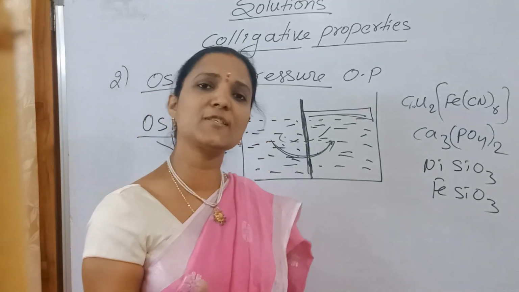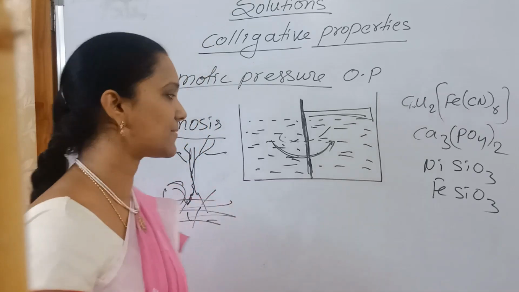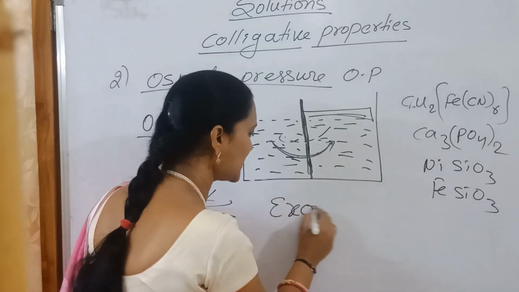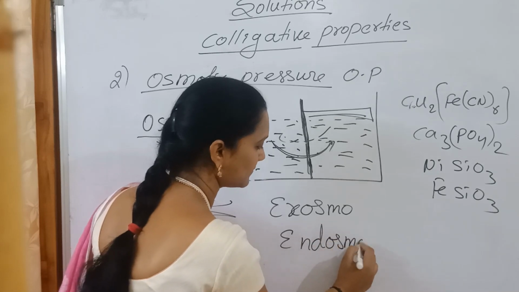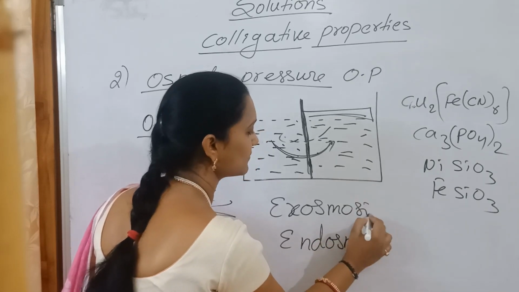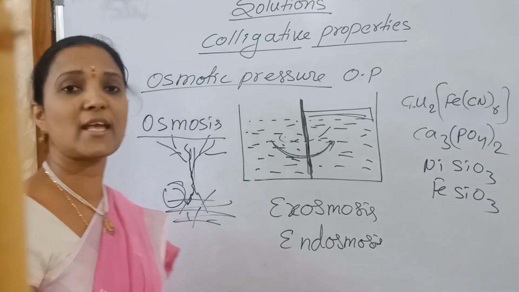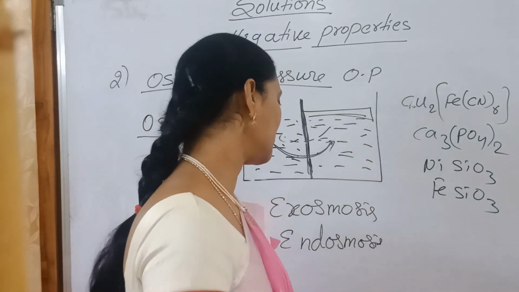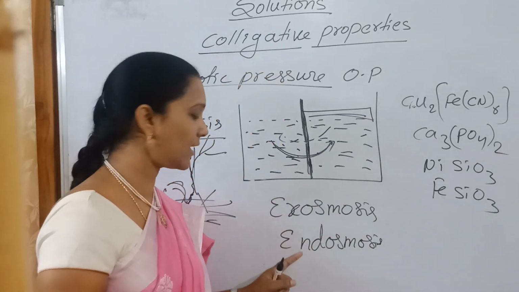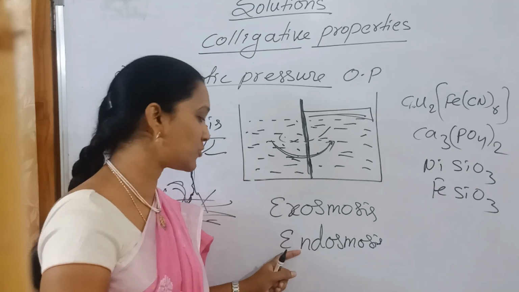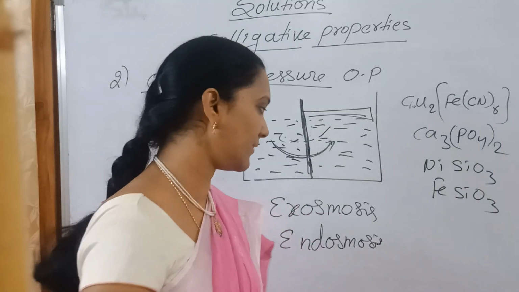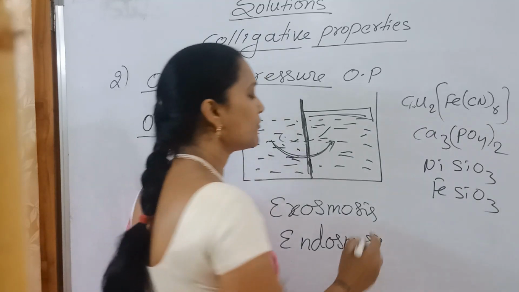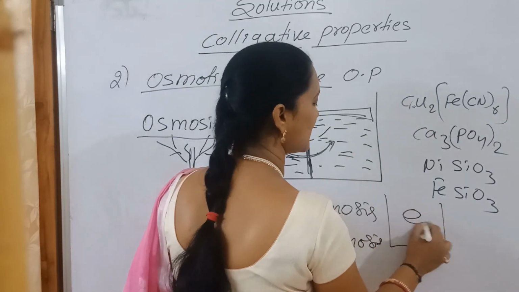Now, osmosis has two types: exosmosis and endosmosis. Exo means releasing, endo means taking in or absorbing. So exosmosis means outward flow of solvent. For example, mango pieces.